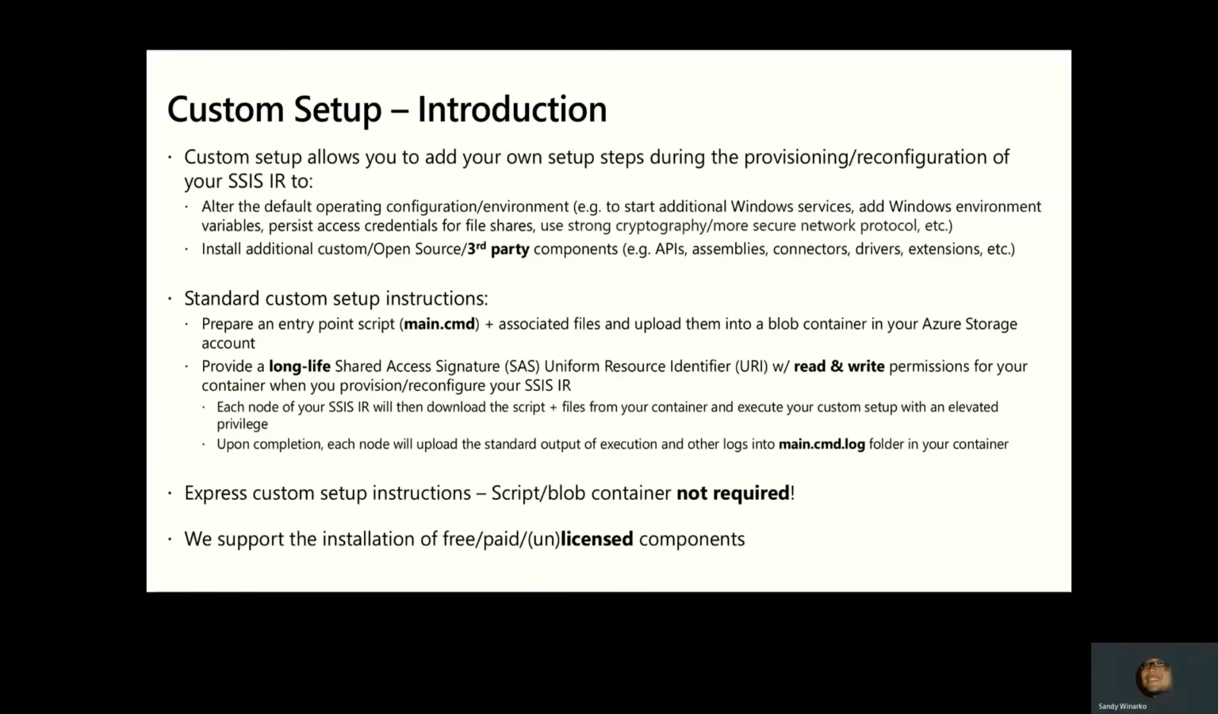You can configure a standard custom setup on SSIS IR by following these steps. First, prepare an entry point script or main.cmd plus associated files and upload them into a blob container in your Azure storage account. Next, provide a long-life shared access signature uniform resource identifier or SAS URI with read and write permission for your container when you provision or reconfigure your SSIS IR.